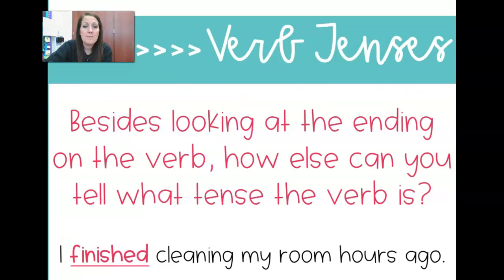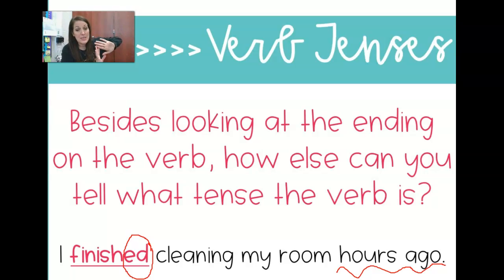All right. So besides looking at the ending on the verb, how else can you tell what tense the verb is? This one says, I finished cleaning my room hours ago. So is there any other clue in this sentence other than the ED? Because that ED tells us it's past tense. But this one has another clue. Where's the other clue? Hours ago. When they say hours ago, that tells you it was in the past. I can't go back to those other hours and clean my room. I already did that in those hours when it happened.